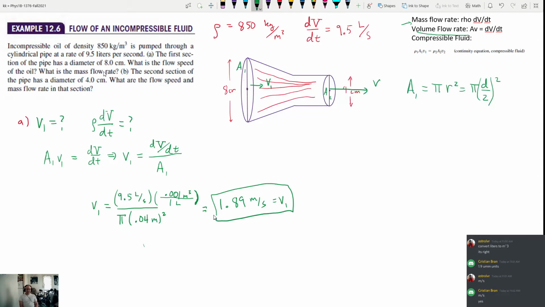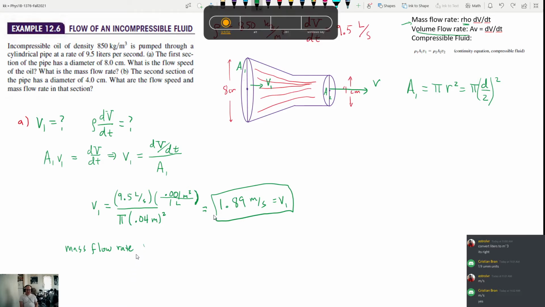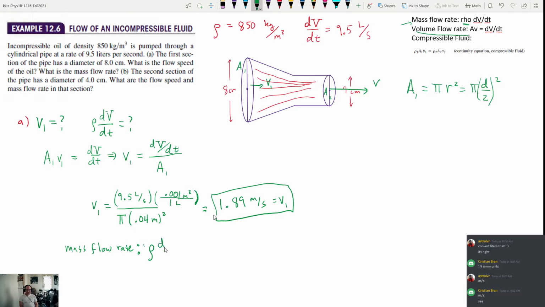We also want to find the mass flow rate. Mass flow rate's pretty easy, because to find mass flow rate, you just do density, rho, times dV/dt. Okay, so what should I write? I'll just write mass flow rate. Could just say like MFR or something. So this is going to be equal to density times dV/dt.